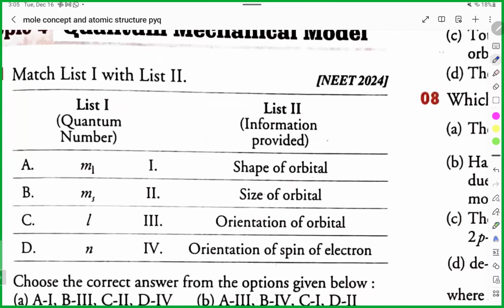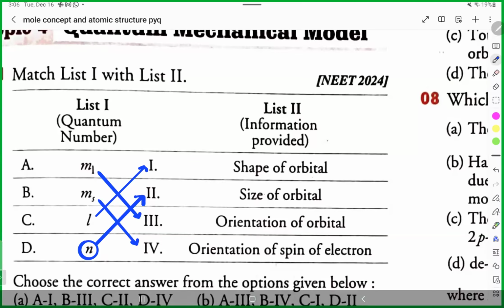Pratigya, what is N? Shape of orbital, size of orbital. Chandana, L. It's the shape of orbital. Barinder, ML. Orientation of orbital. And MS is definitely then spin quantum number.